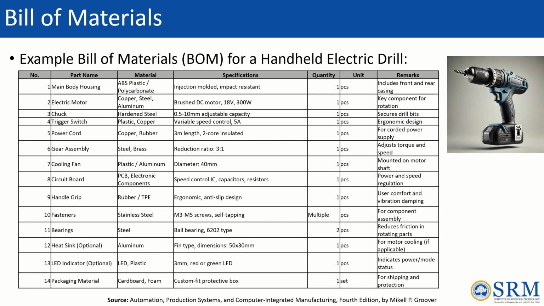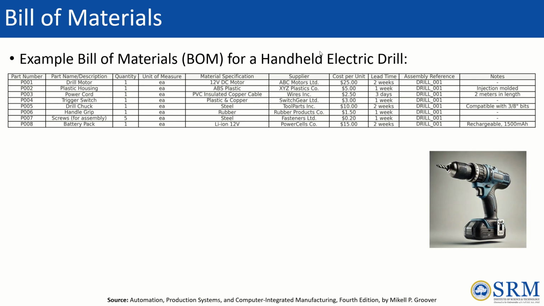This is the example for the handheld electrical drill, which was mentioned before. You can see this is the bill of materials: the part number, part name, material, specification, quantity, unit and remarks required for producing a handheld electrical drilling machine. These are the entire specifications required for preparing the bill of materials.